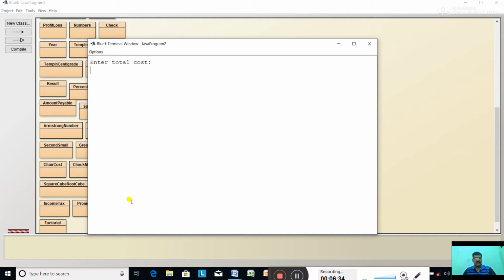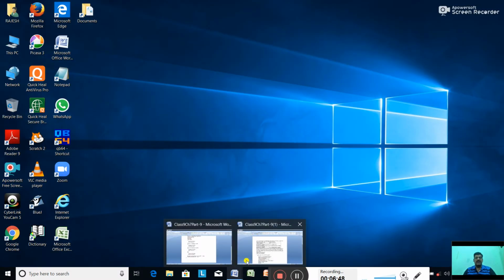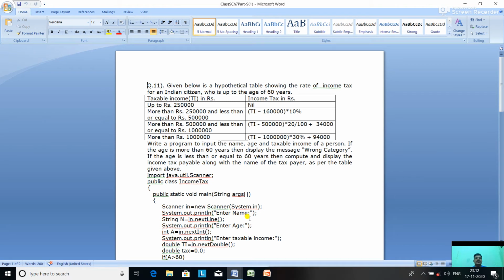Enter total cost. Suppose 2,134. The amount to be paid is 1,921 and the gift is a school bag. Alright, so this was the discount program. Now let us discuss question number 11.